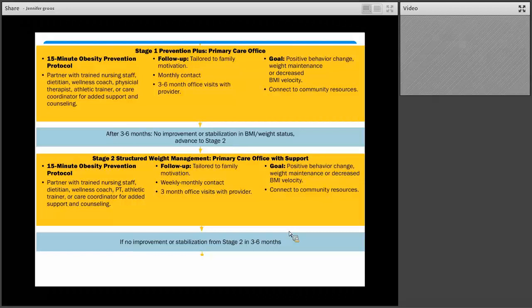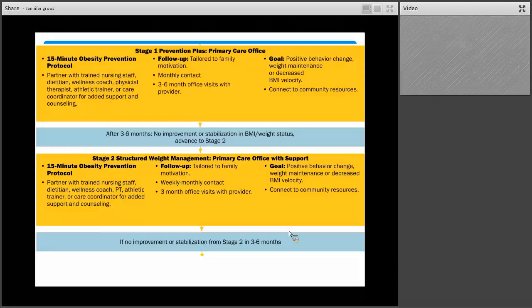And I think that stage 1 and stage 2 can look very different in different clinic settings, depending on what strengths and opportunities that you have. So in some settings, this is being offered with the use of a nurse care coordinator who's helping to add increased contact hours with these families. So it's not necessarily with the provider themselves, but with the care coordinator to add support and counseling.